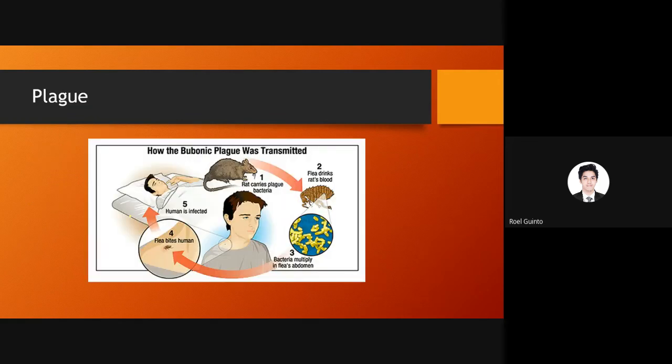So, paano nangyari yung plague? So, the rat carries plague or the bacteria. So, kasi, di ba, sa ating rats, it has fleas, the fleas drink the rat's blood. So, ano nangyari? Bacteria multiplies in fleas' abdomen. Kasi, itong fleas na to, pwede tayong makagat. Once na makagat na tayo, the bacterial infection can be transmitted. So, the human can be infected.